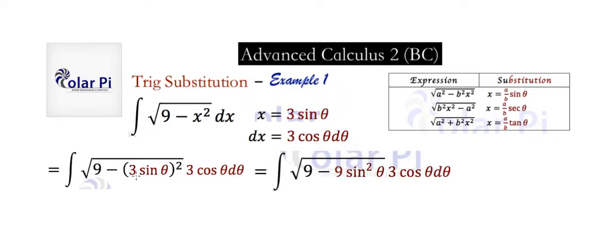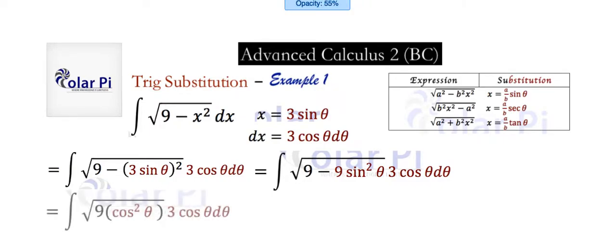First, notice that 3 sine theta all squared can be written as 9 sine squared theta. And of course for dx, we have 3 cosine theta d theta here at the tail end. Now, inside of the square root, we're going to factor out a 9 to start. Once we do that, we'll have 9 times 1 minus sine squared theta.